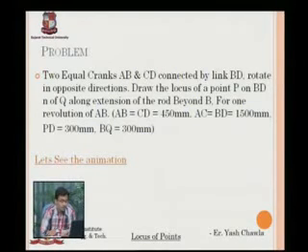Now let's read the question carefully. I say it again and again, read the question carefully. Two equal cranks AB and CD. What does that mean? AB and CD are two cranks, that is my first fact. The second fact is that the length of AB is equal to the length of CD. They are connected by link BD. So there are two cranks AB and CD which are connected by BD.